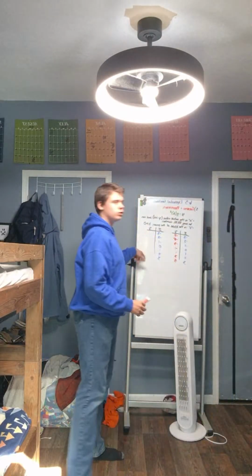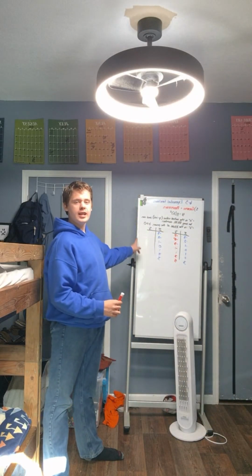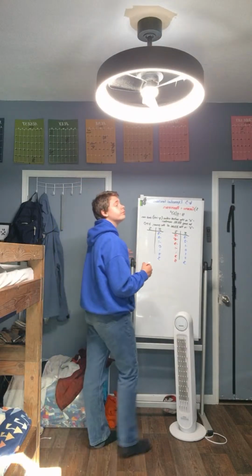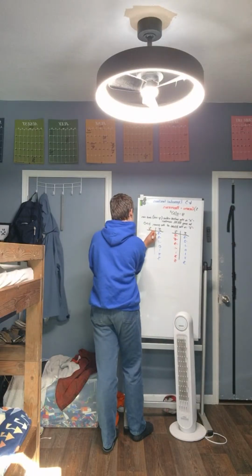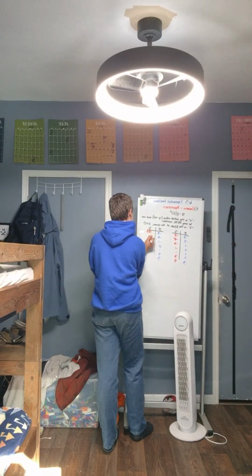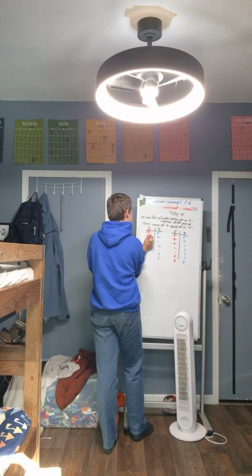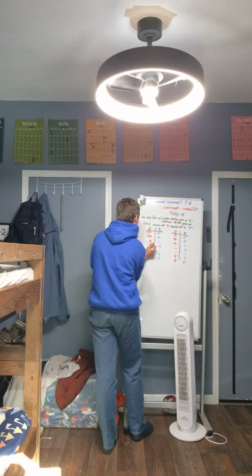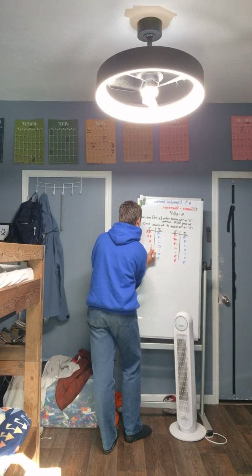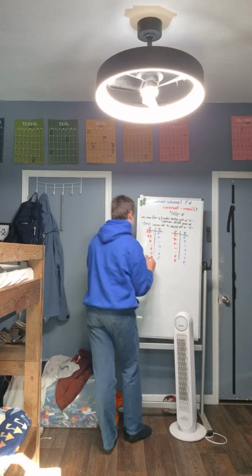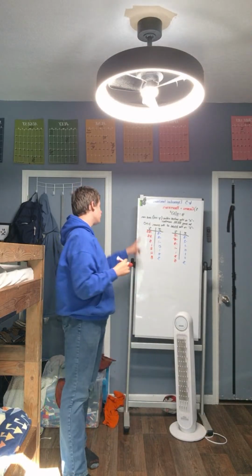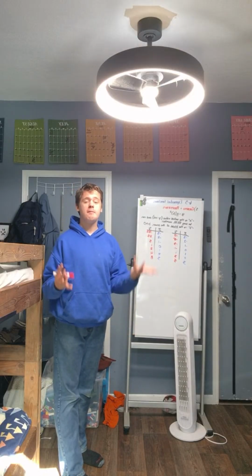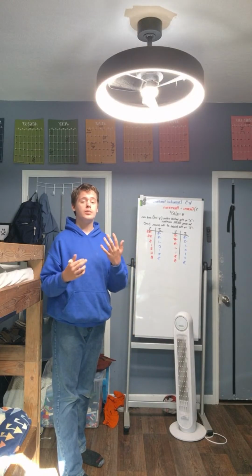But for here, it is 0.125, 0.25, 0.5, then we have 1, and 2, and 4, and 8. See the pattern? The graphs are going to be different, okay?